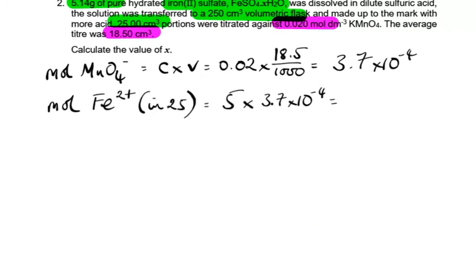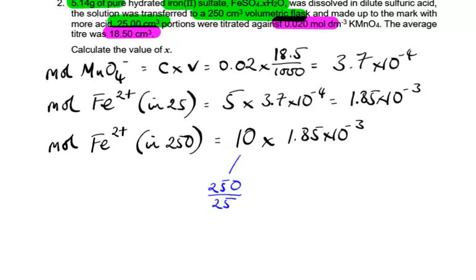Remember that they're reacting in a 1:5 ratio to get the moles of iron 2 in that reaction. Remember, that's in the 25 centimetres cubed that we used. Simply times that through by 5, and that gives us 1.85 times 10 to the minus 3. But we want to know how much we've got in the 250, so we want to scale up by a factor of 10, which you probably do in your head, but that's just 250 over the 25 that we used, which means that the moles of iron 2 in the 250 is 1.85 times 10 to the minus 2.